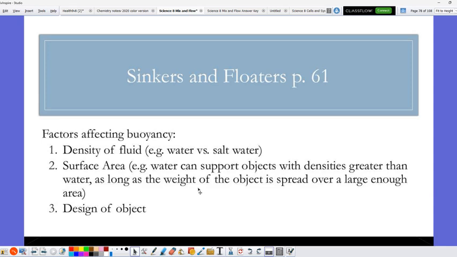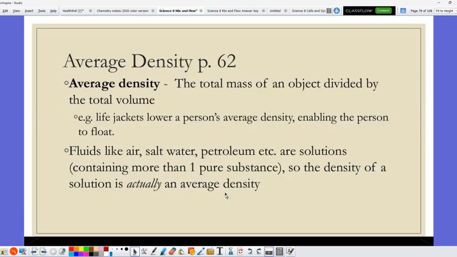It's spread over a large surface area, and of course the average density, because now the ship is full of air, will work. That's why when a ship gets a rupture and fills up with water, the average density is higher than water, and the boat sinks. And of course the design of an object would affect this as well.